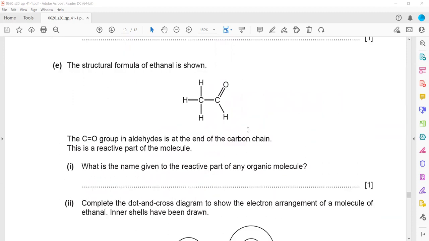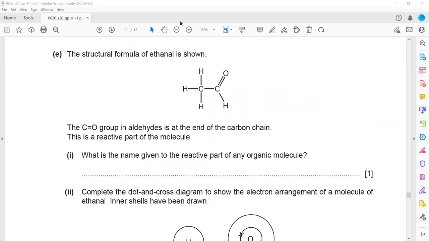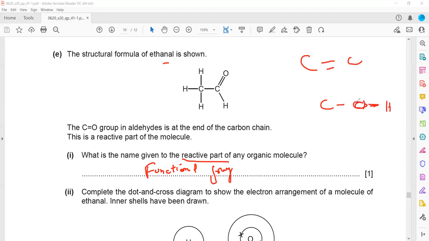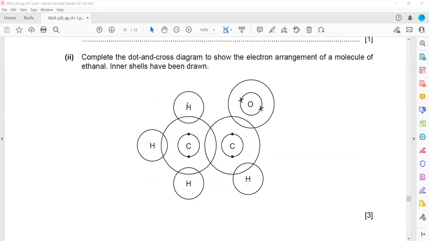Then, what is the name given to a reactive part of an organic molecule? The structural formula of the aldehyde ethanal is given. In organic chemistry, the reactive part of a molecule is called a functional group. For example, when a carbon-carbon double bond is there, this is a reactive part, and we say the functional group is alkene. If carbon is attached with oxygen, the reactive part, we call the functional group alcohol. So the reactive part of a molecule is known as a functional group.